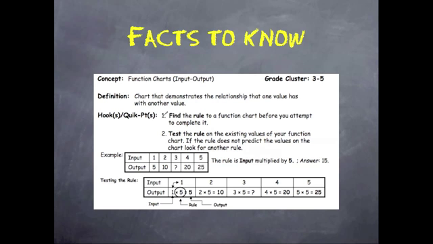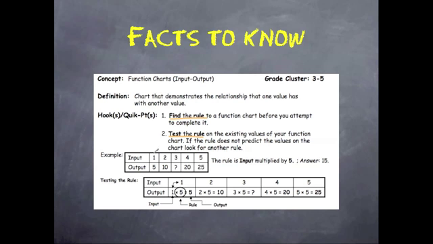So let's see, our hooks are quick points. First, we need to find the rule to a function chart before you attempt to complete it. So the rule that the input and the output are based on. And second, we need to test the rule on the existing values of the function chart. So if the rule looks like it does not predict the values on the chart, we look for another rule. So we try something, and if that doesn't work, then we try something else.